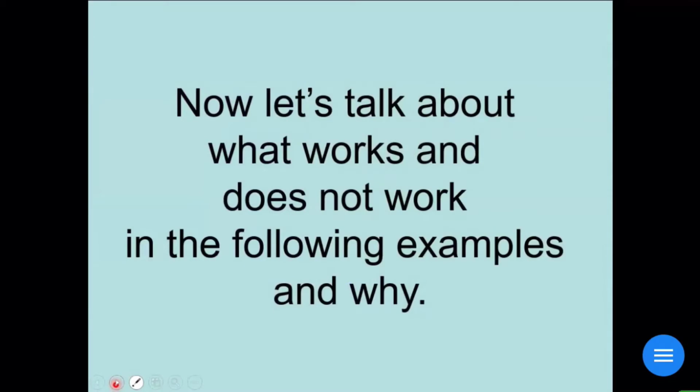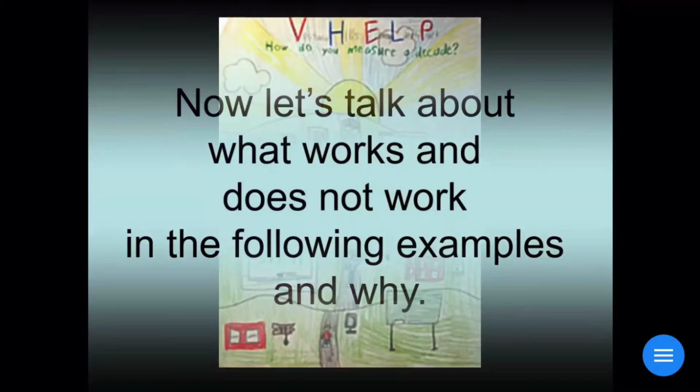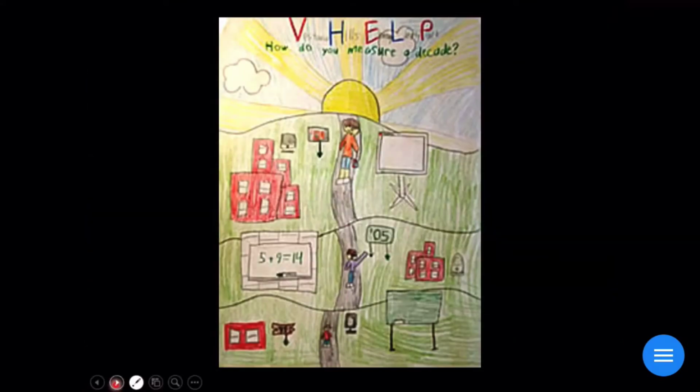Now, let's talk just for a moment about what works and doesn't work in the following examples. Believe it or not, this is a fantastic idea. Unfortunately, it is difficult to understand what's going on in this picture. So I want you to look at this picture and see if you can see what I see. Spend just a moment doing that.